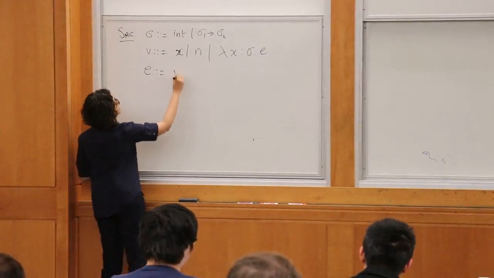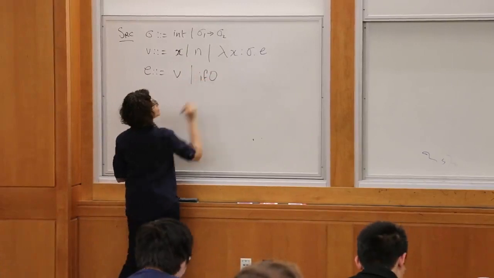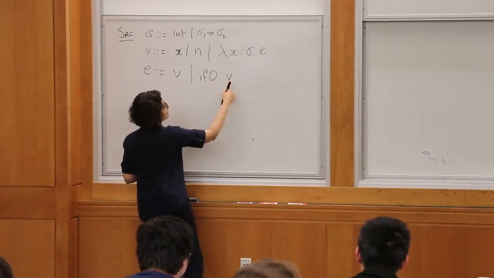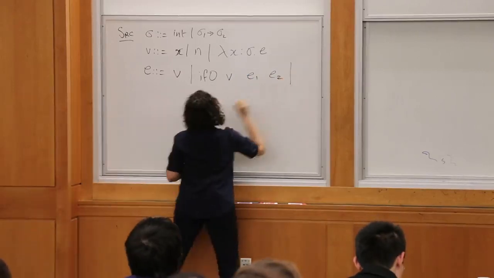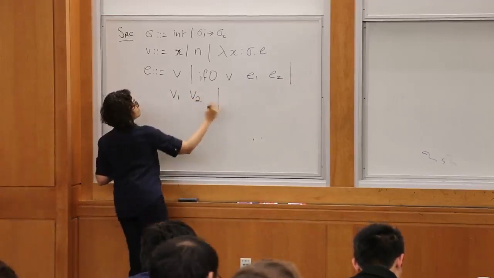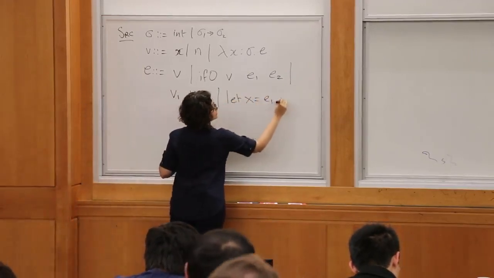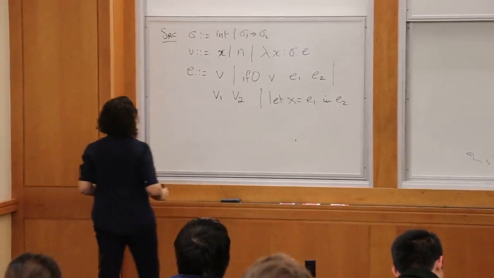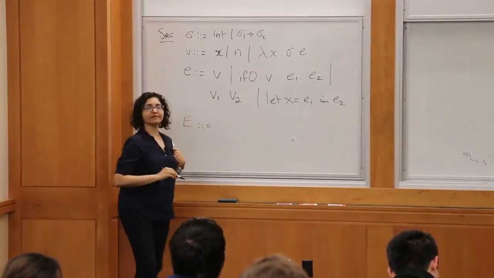Okay, so expressions are the values that I've listed up here. They also include an if 0 form. Since I have integers, I want to be able to at least test for 0. But this will be if v is a 0, then do branch E1, else do branch E2. As I already said, I have application, but it'll be of the form v1 applied to v2. And finally, I have let x equals E1 in E2. All right. So as you can see from the structure of this, my evaluation contexts for the language are going to be rather simple, right?